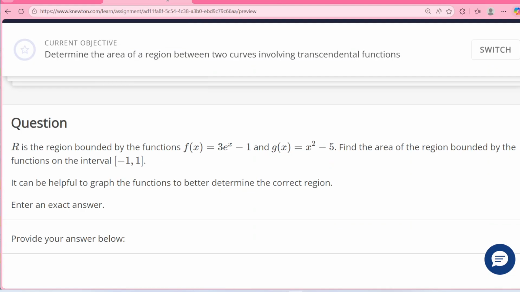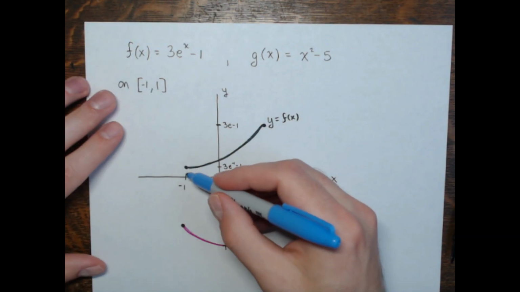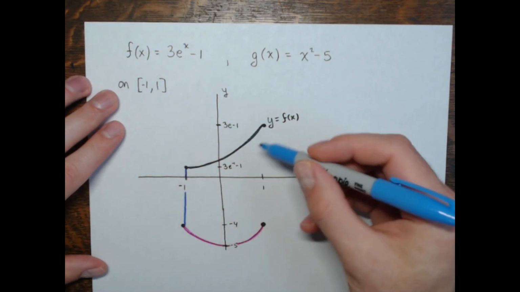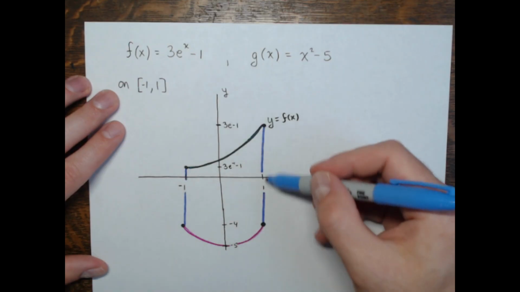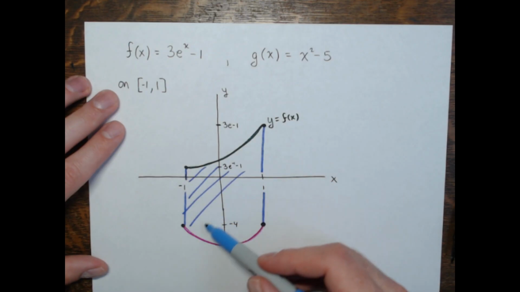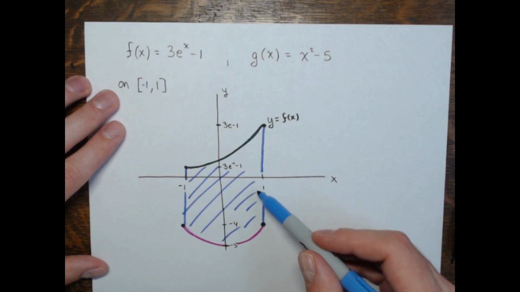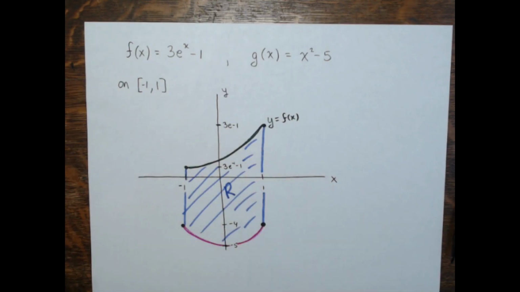But for right now, we're just told to find the area of the region between them over just this interval from negative 1 to 1. So straight up and down at negative 1, straight up and down at 1. Here's this region R that they're talking about. They call this R. What's the area of this space?